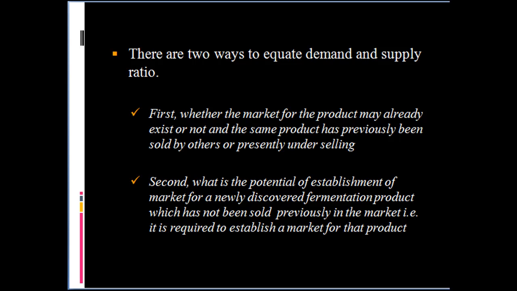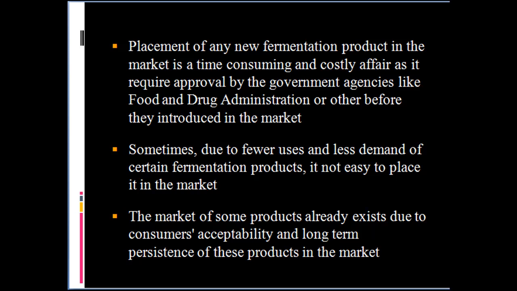There are two ways to equate the demand and supply ratio. First, whether the market for the product may already exist or not, and the same product has previously been sold by others or is presently being sold. Second, what is the potential of establishment of a market for a newly discovered fermentation product which has not been sold previously in the market? That is, it is required to establish a market for that product.